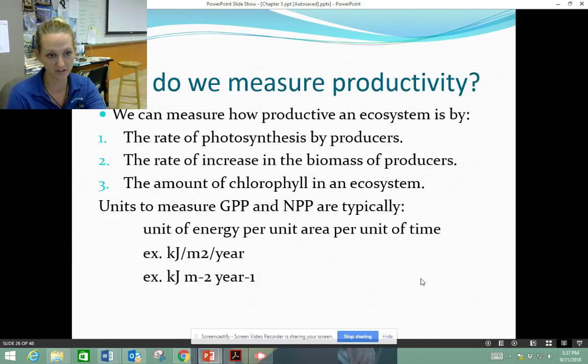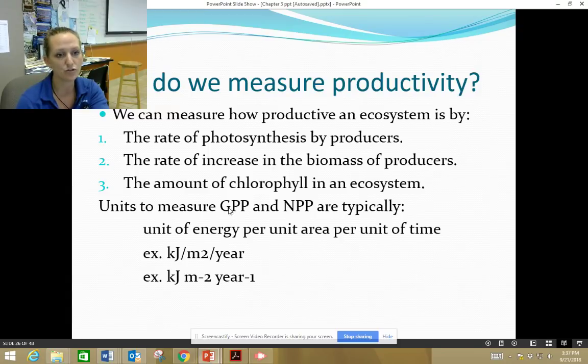How can we measure productivity? We could look at the rate of photosynthesis by producers. That's what primary productivity is. We can see how fast they do it. We could look at the increase of biomass of the producers. Remember, to do that, we just need to evaporate out the water, and then we can weigh the actual living mass, the living tissue. Or we can look at the amount of chlorophyll in an ecosystem.